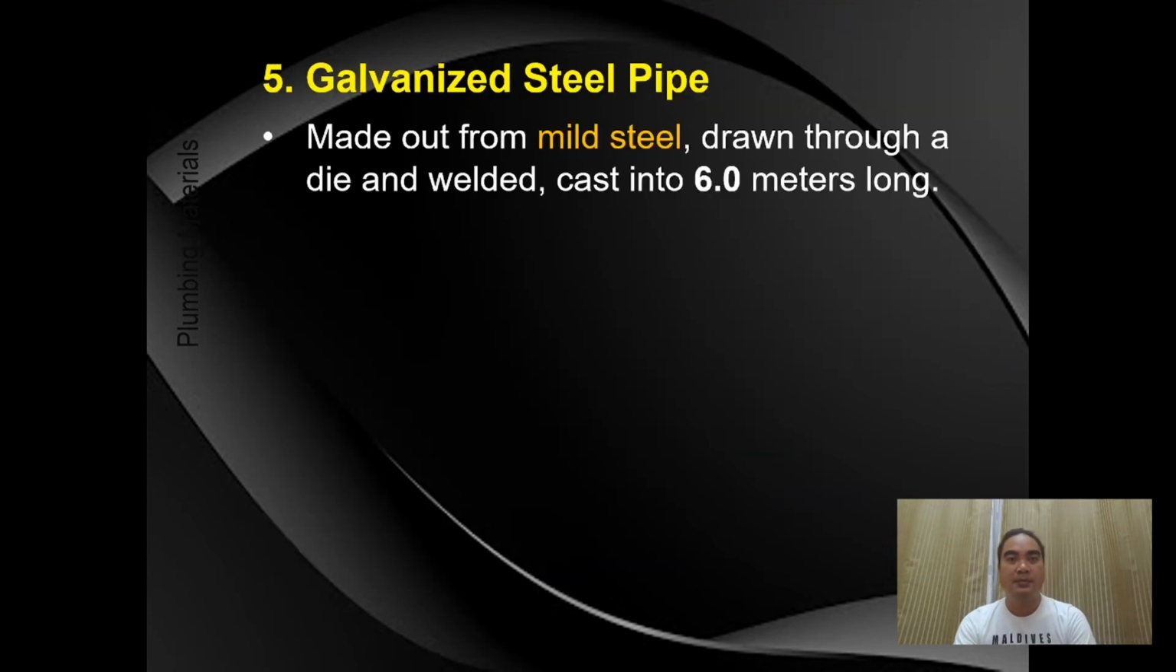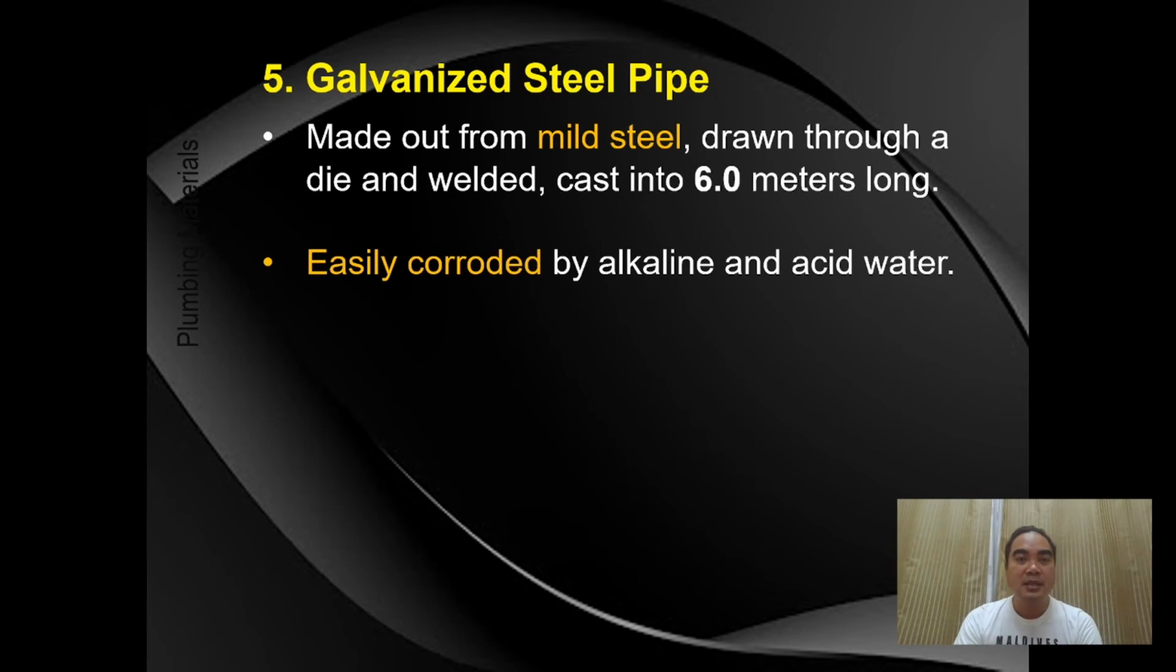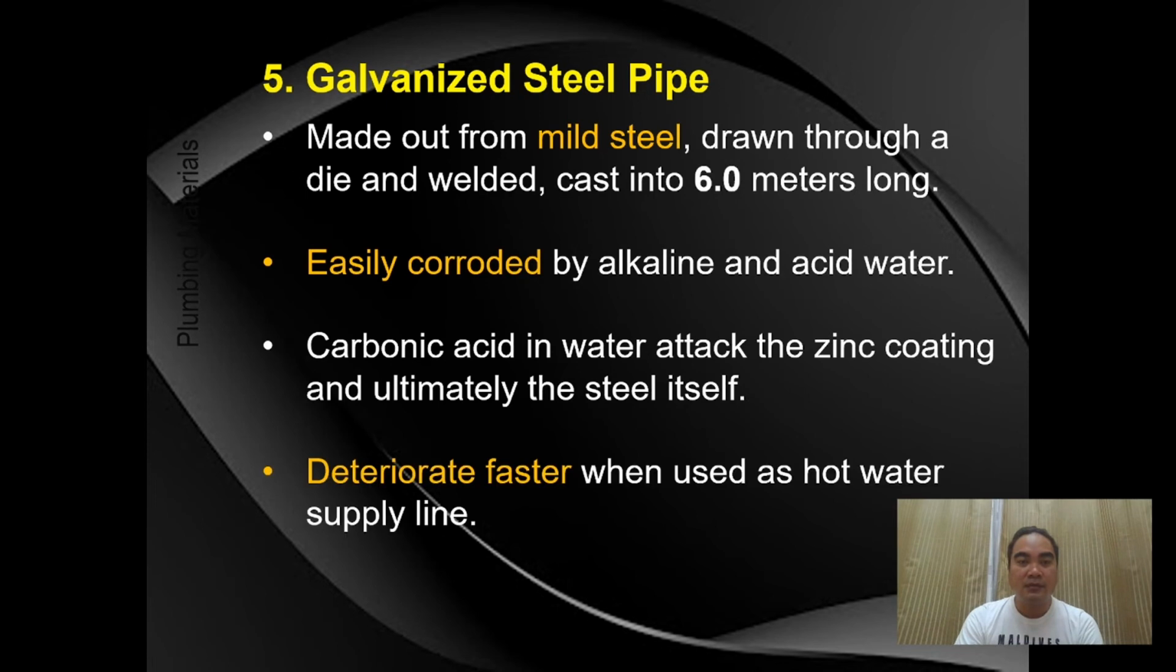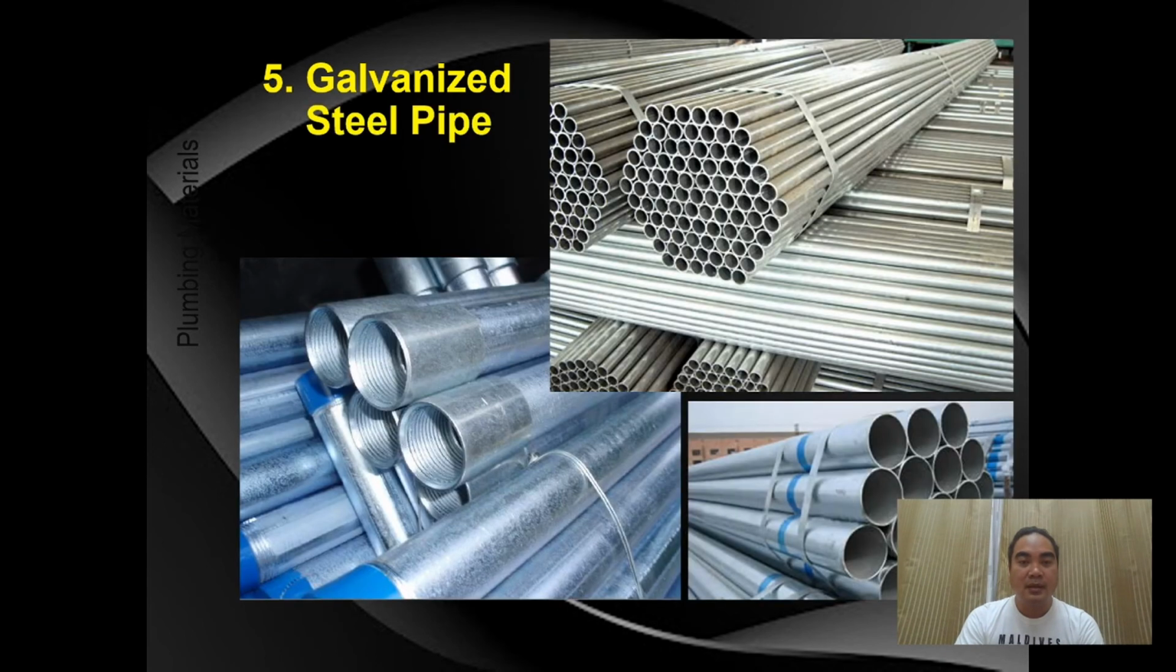Galvanized steel pipe. Made out of mild steel, drawn through a die and welded, cast in 6 meter lengths. Easily corroded by alkaline and acid water. Carbonic acid in water attacks the zinc coating and ultimately the steel itself. Deteriorates faster when used as hot water supply line.